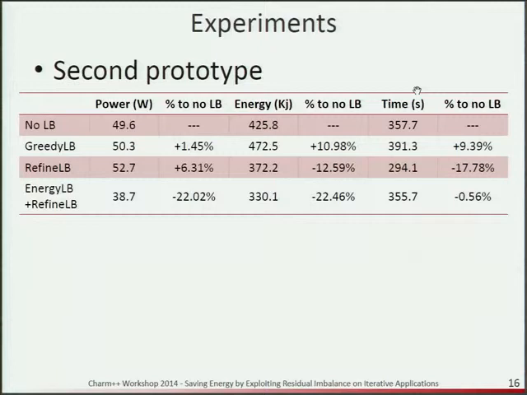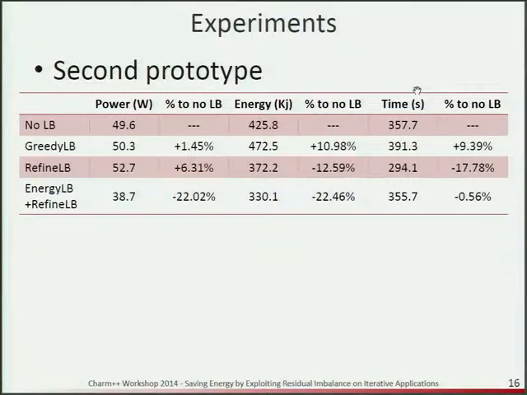And what we have here, the results when we're using no load balancing algorithm, greedy LB, refine LB, or our second prototype using energy LB. And the leaf load balancer that is going to work inside a socket is going to be refine LB, okay?